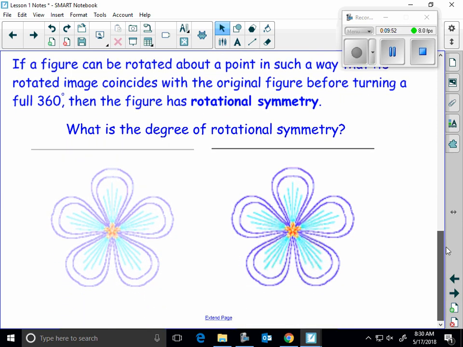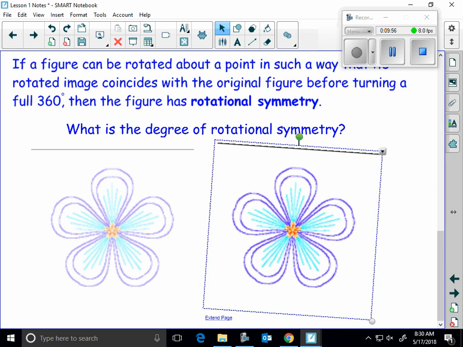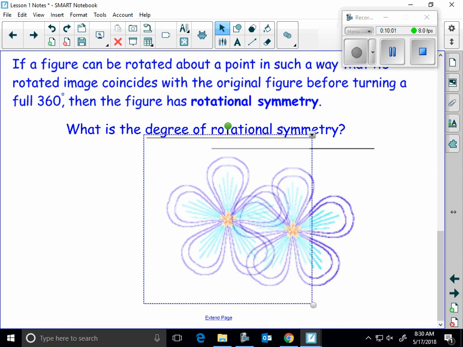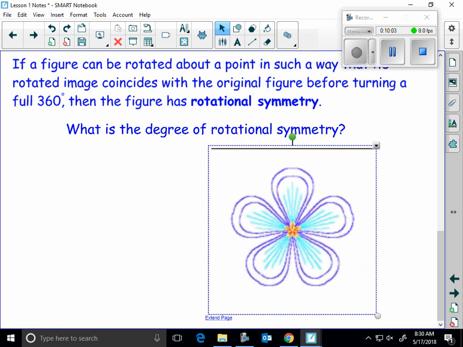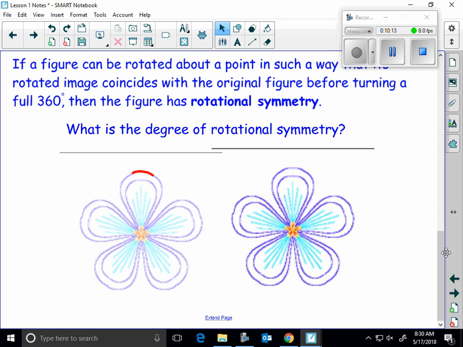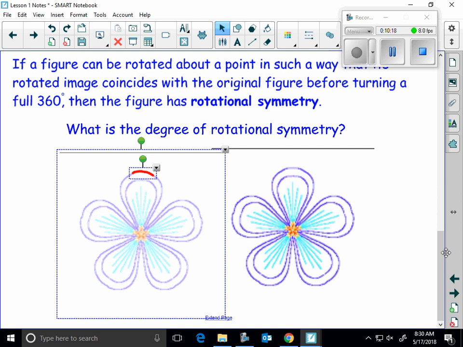Example being like a flower like this, right? Let's see if I can do this. Oh yeah, here we go. So let's take this flower and let's place it on the other one. Okay, they're the exact same image, and I'm going to rotate it. All right, so let's mark part of this so we know where it's at. Right, and let's group this. All right, so I'm going to rotate this. I want to know how many times it's going to coincide with itself.